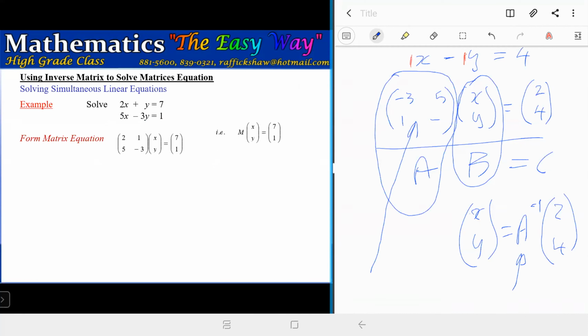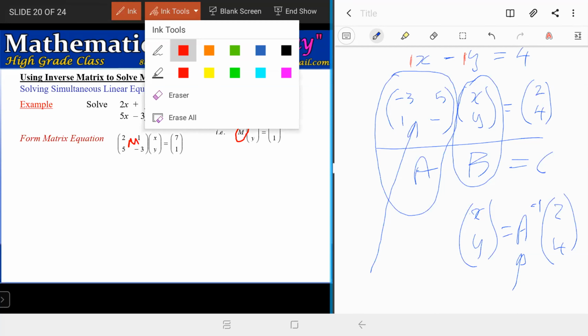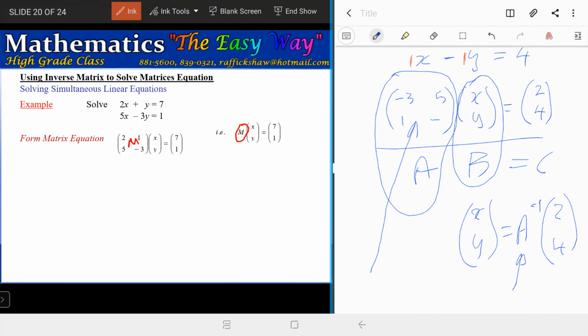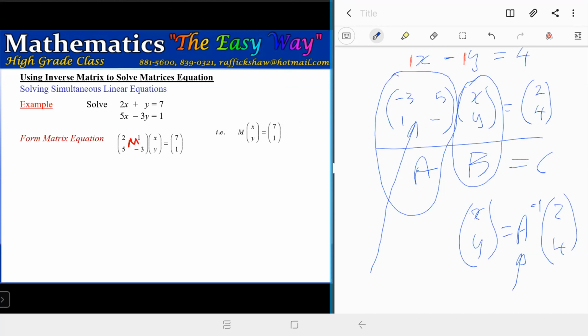The matrix in front of the XY, I'm going to call it M, just to reference it. See it here? M. So M times XY equals 7, 1. That's basically what I'm saying.